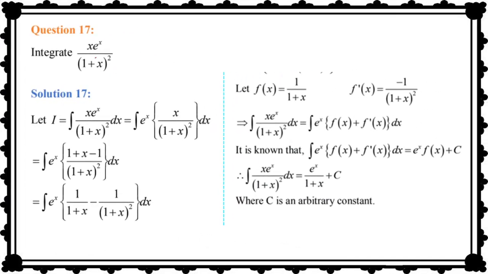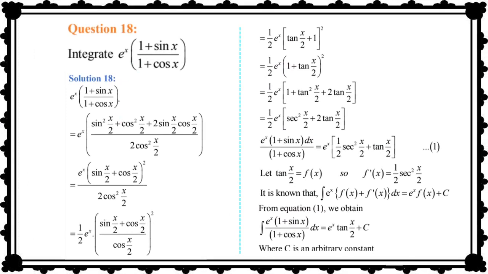Question number 17, x e power x upon 1 plus x square whole square. Here, students, again this can be converted in that format that we discussed. I is equal to this e power x, we are separating x upon 1 plus x whole square, right? We are adding and subtracting 1 and then splitting it. Now if the function is 1 upon 1 plus x square, definitely this is its derivative. So this is of this format, right? So what will be the integral of this function? e power x into function plus c, right?